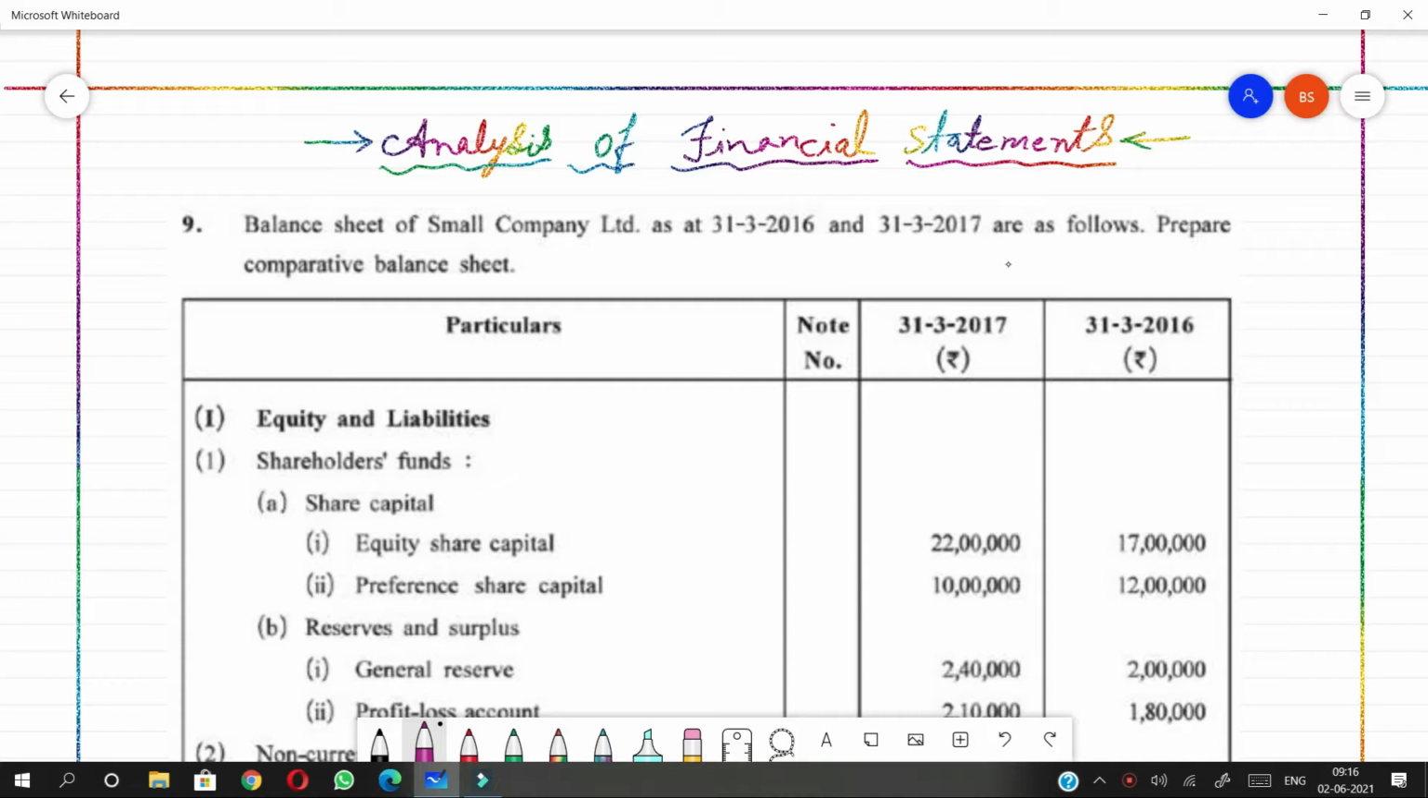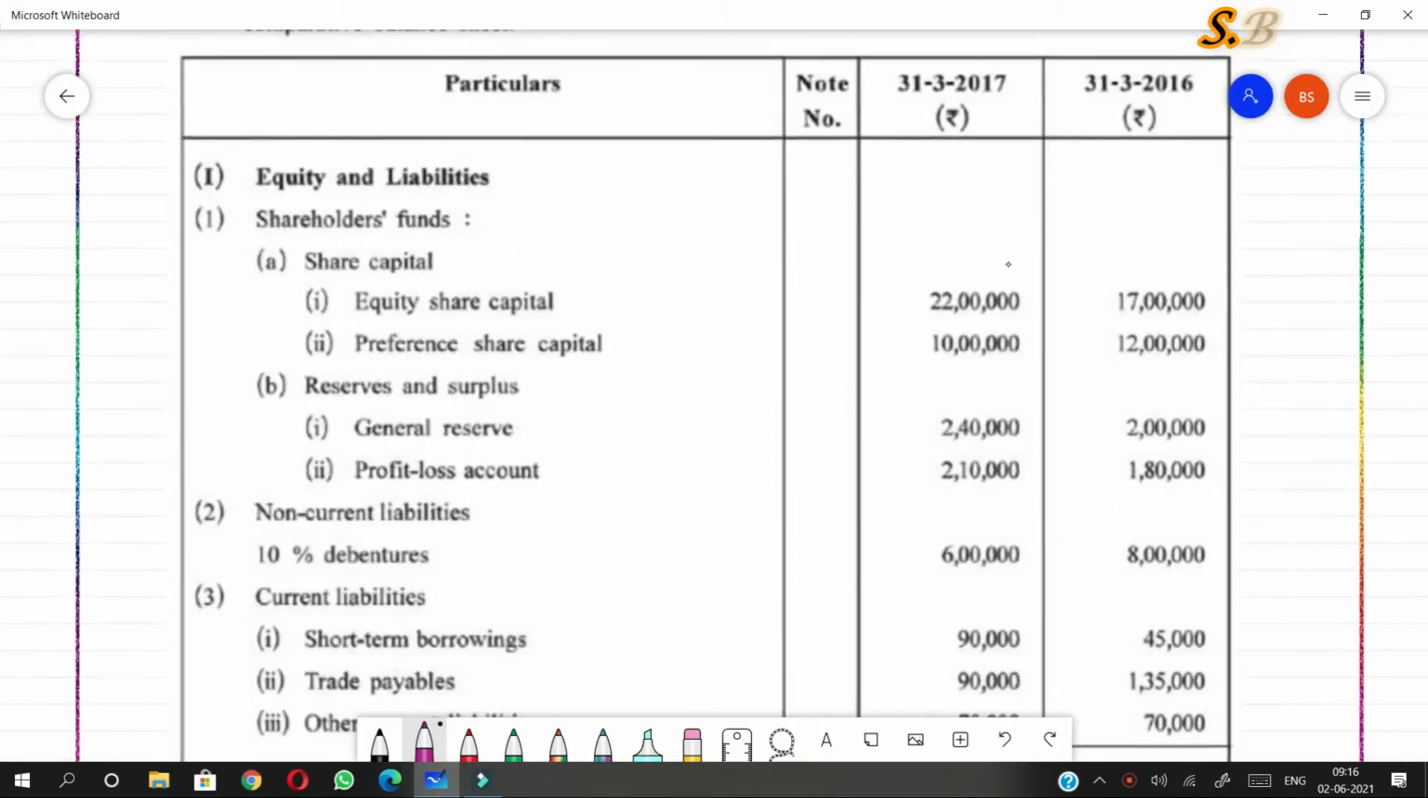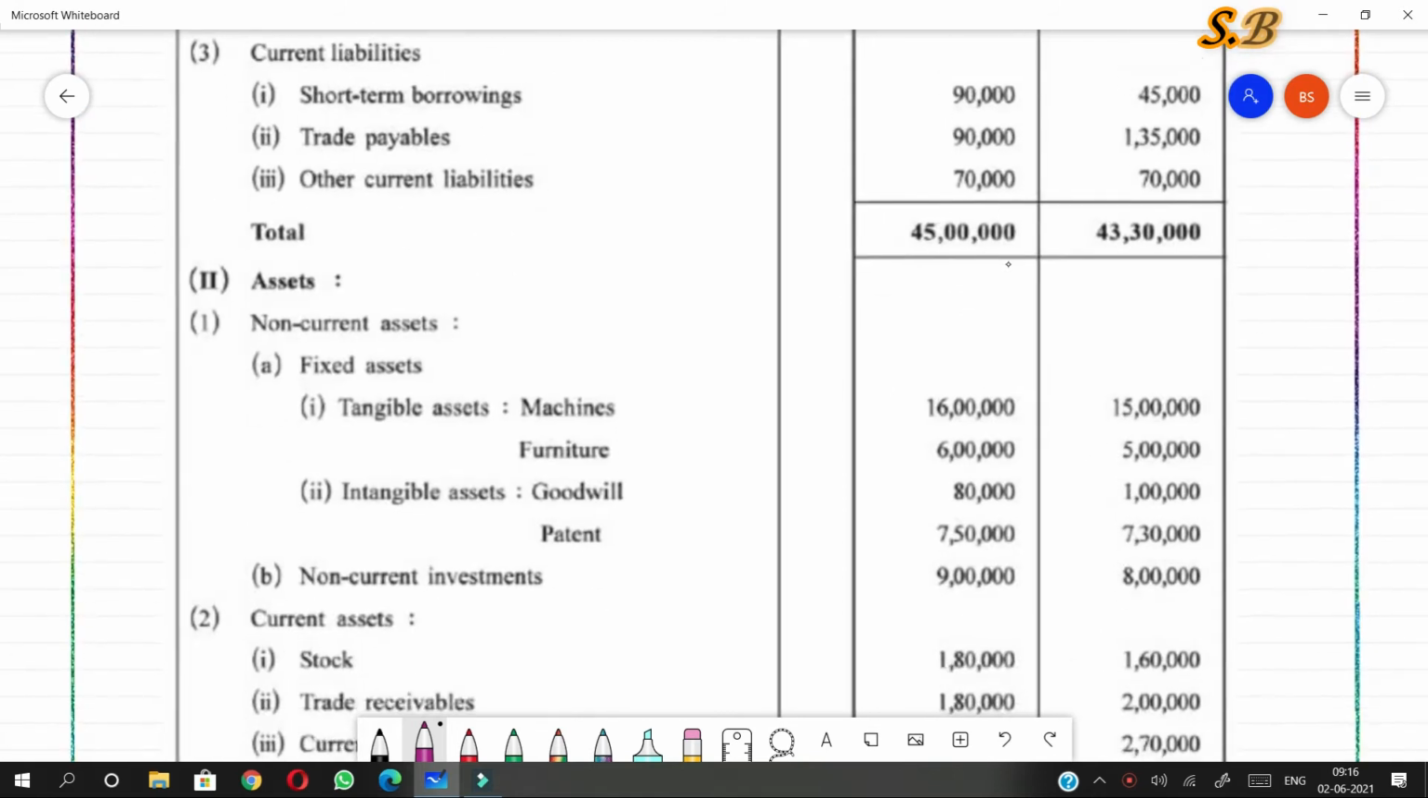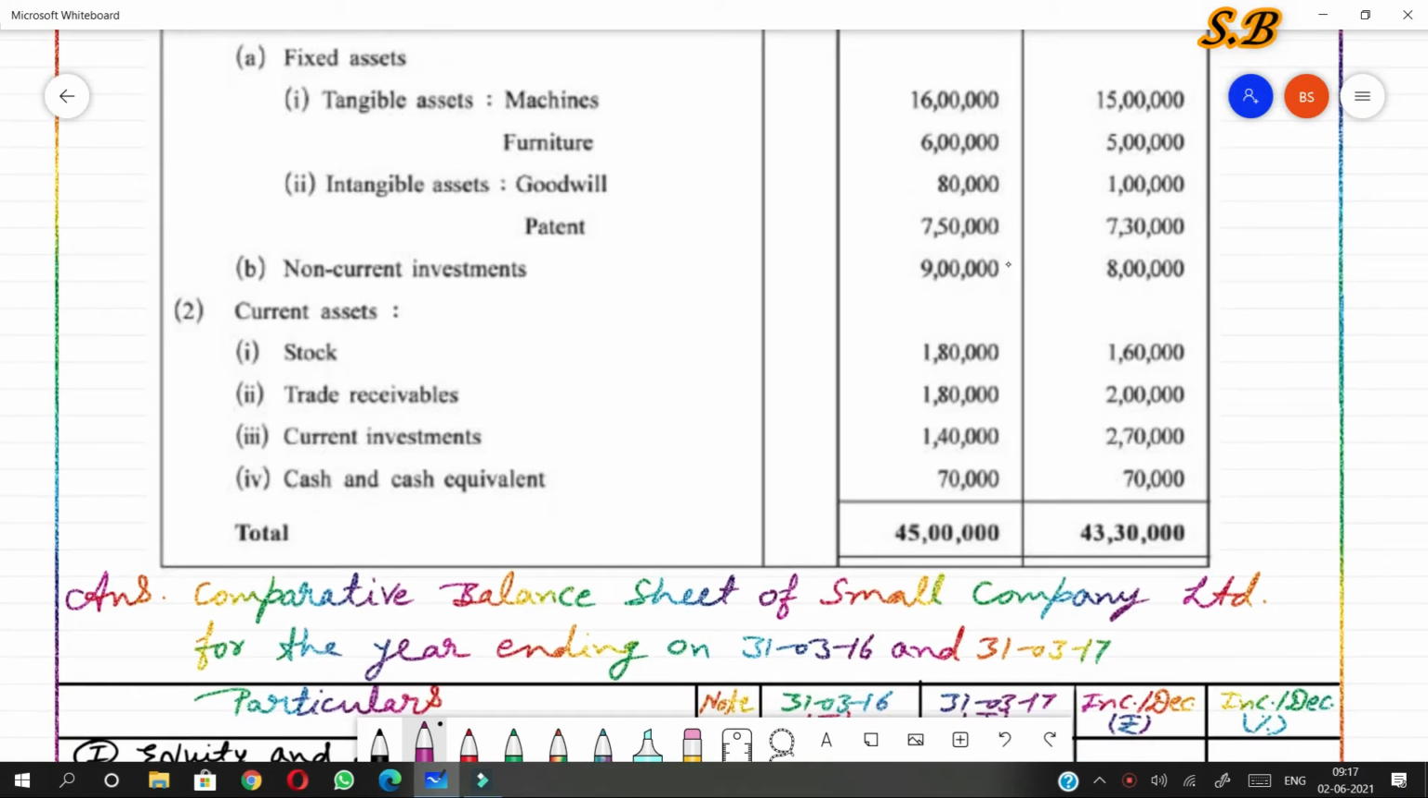Sum number 9, balance sheet of Small Company Limited as at 31st March 2016 and 31st March 2017 are as follows. Prepare comparative balance sheet. Students, this information is given and we have to prepare comparative balance sheet of Small Company Limited for the year ending on 31st March 2016 and 31st March 2017.